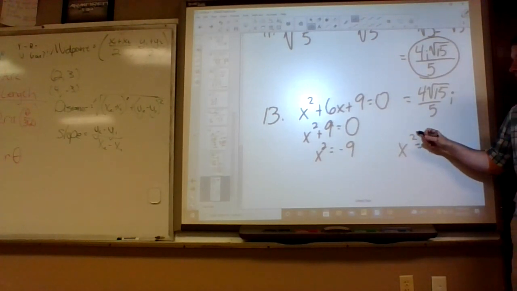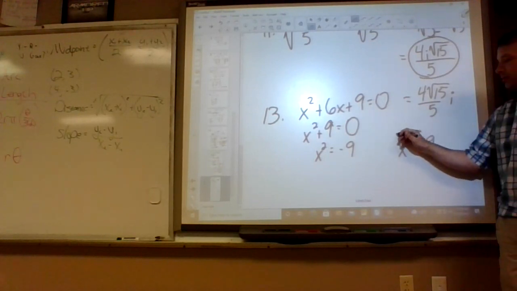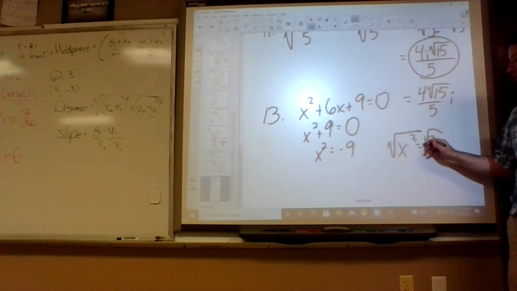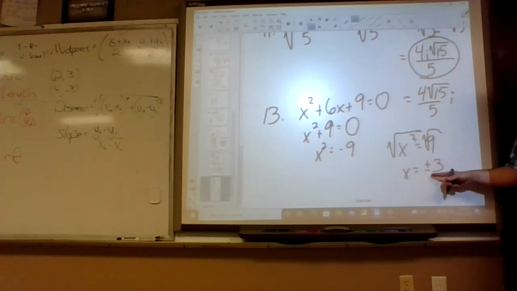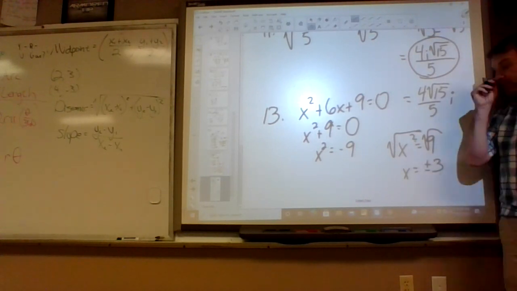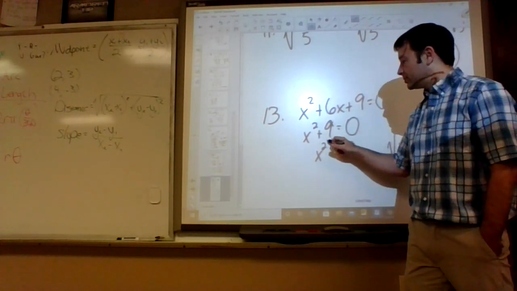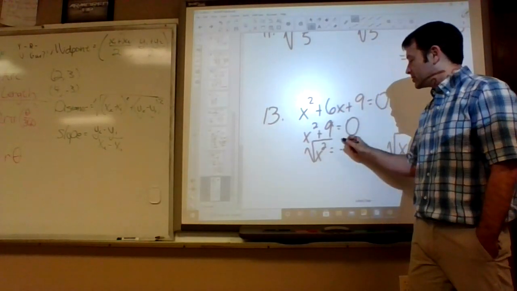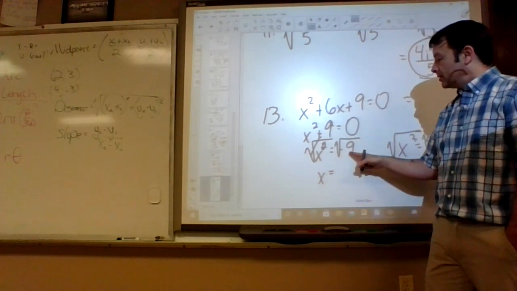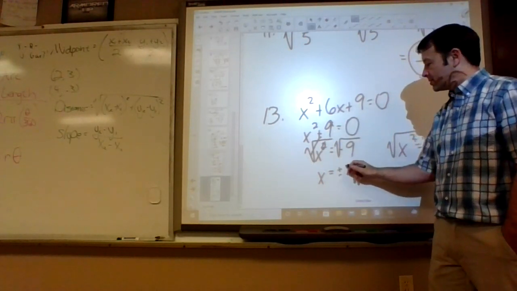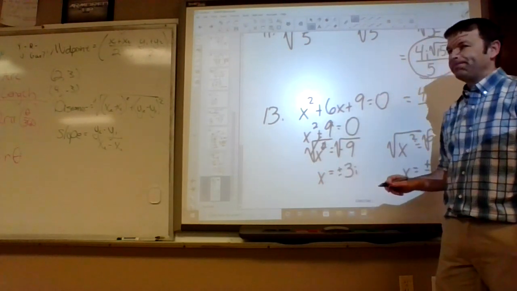So how do I get rid of a square? What's the opposite of a square? Square root. So basically we square root both sides. But when you use that trick, you have to remember it could be positive or negative 3. Those both work on these problems, if you ever use the square root trick. So if I square root this, I'm going to get x equals, those cancel out, plus or minus 3i.